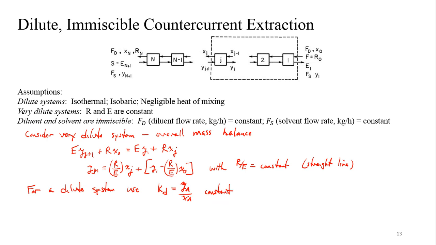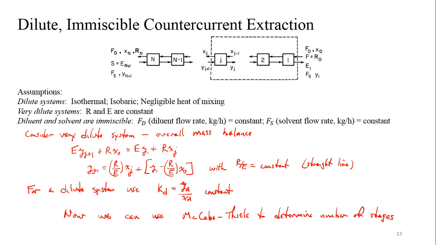And so now with an operating line and with an equilibrium line, guess what? We are back to McCabe-Thiele. Now we can use McCabe-Thiele to determine the number of stages. And in fact, we'll do that as an example next time.